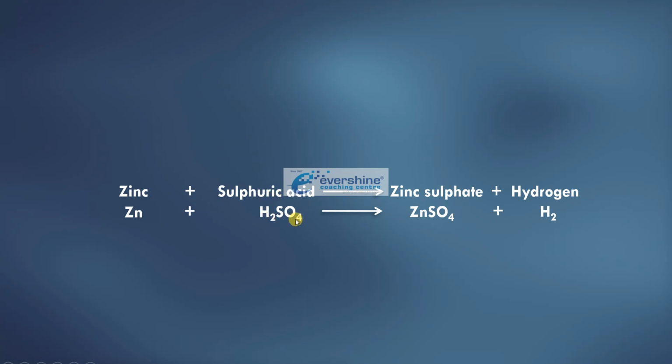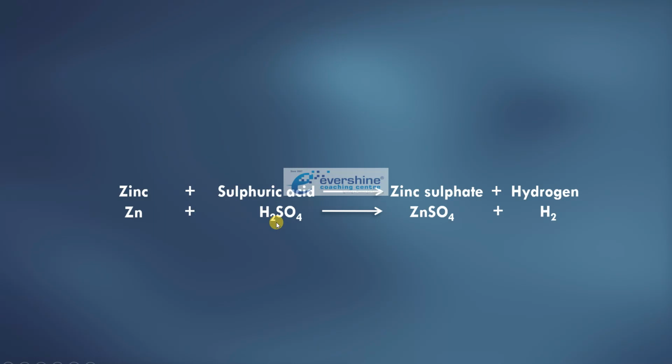Hydrogen carries a positive charge and sulfate carries a negative charge. Always this side positive will react with this side negative, and this side positive will react with this side negative, okay. Now what is happening?